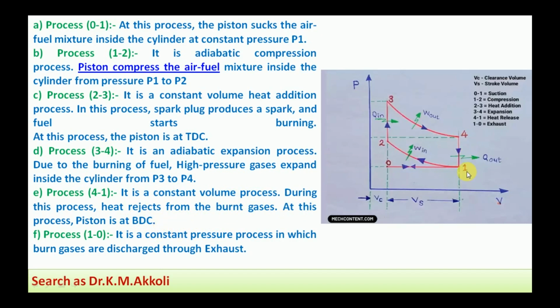The last one, 1 to 0, is the exhaust stroke. In this, the piston is moving from the bottom dead center to the top dead center. The volume reduces and the pressure remains constant. That is the exhaust stroke. The process 1 to 0 is a constant pressure process in which the burnt gases are discharged through the exhaust. And like this, by the pressure volume diagram also we can explain the working of the 4-stroke petrol engine.